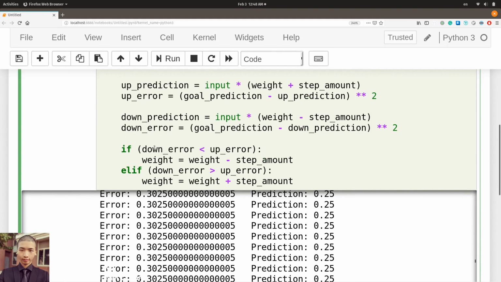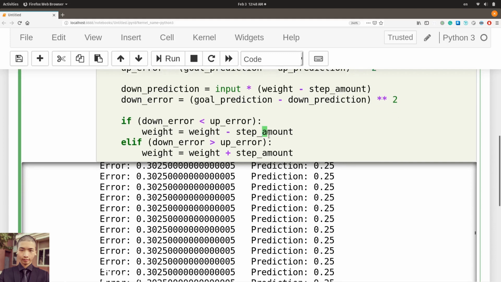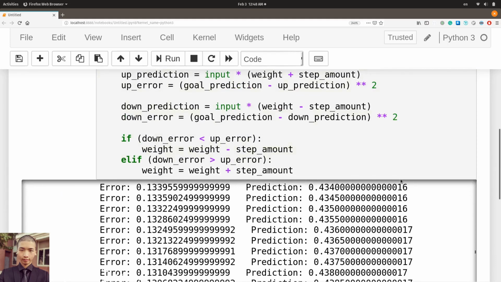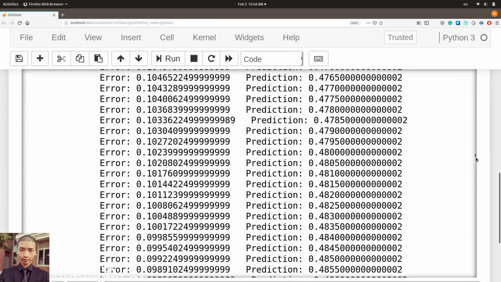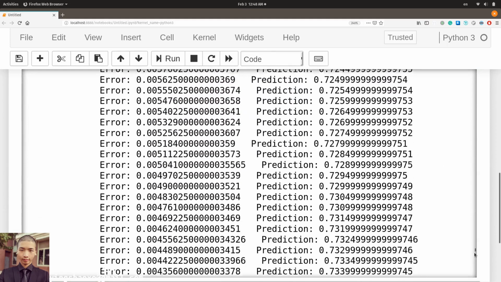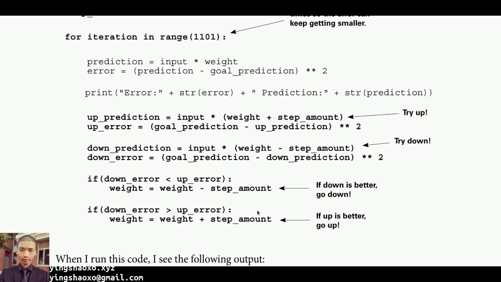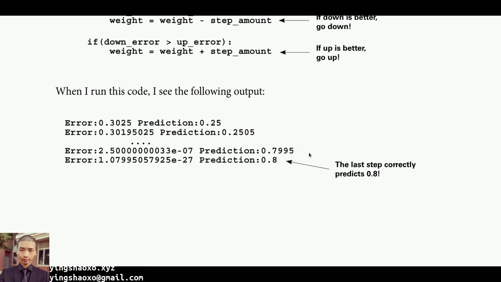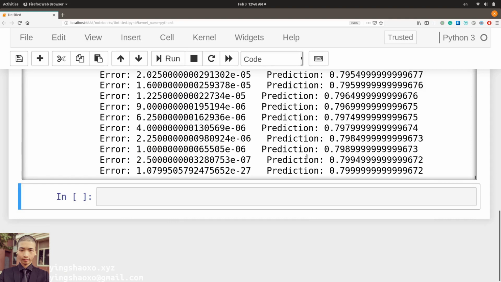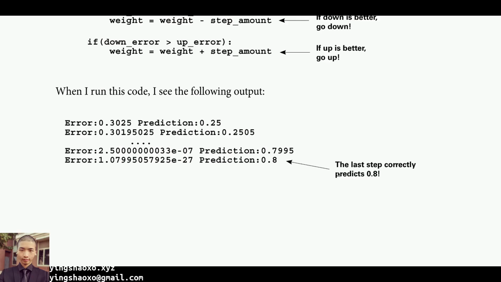We say if the down error is less than the up error, we will do a down action. If the down error is greater than the up error, we will do an up action. Now let's see the results. As you can see, the error just falls to 0 gradually, and the last prediction is something close to 0.8. Cool.